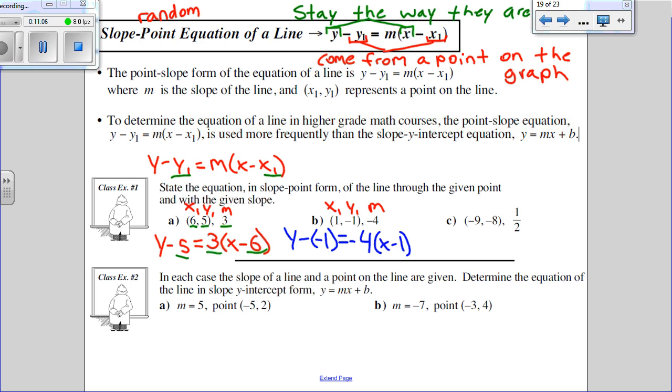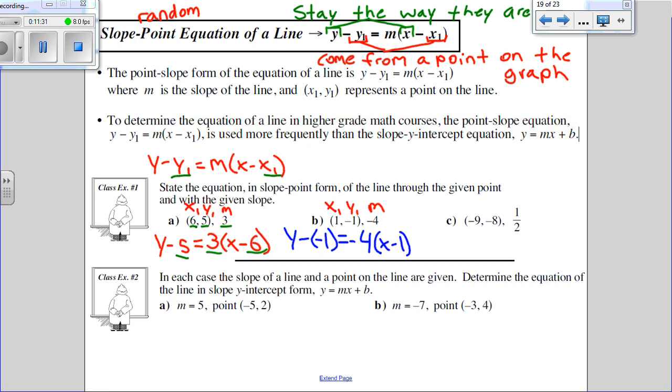Again, my final answer, if I was to actually write this out, I would go y plus 1 equals -4x. Okay, for C, I want you to try that one. So try it on your own, see if you can build that equation. Try to make sure you don't have double negatives, change them to positives if you have any. Okay.